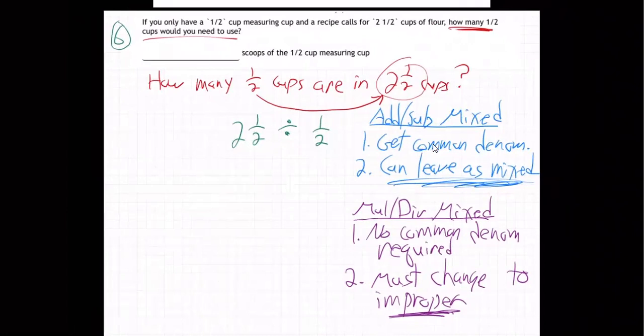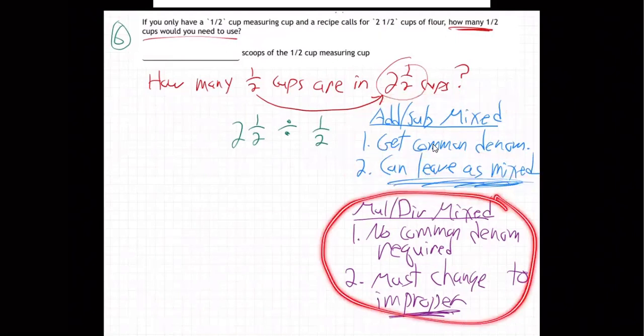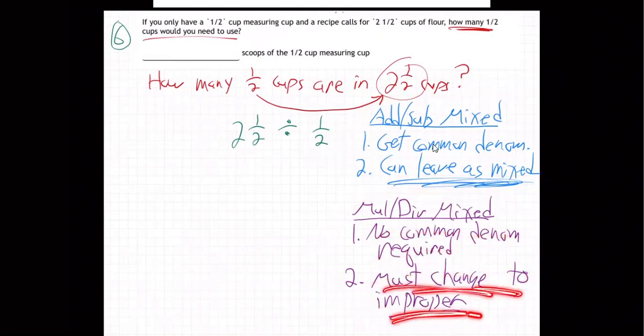So you want to get those down if you're not already 100% clear on that. There are some different situations for adding, subtracting. For adding, subtracting mixed, you have to get a common denominator and you can just leave them as mixed. But when you're multiplying, dividing, no common denominator is required, but you must change them to improper. That's the most important part of this whole thing.